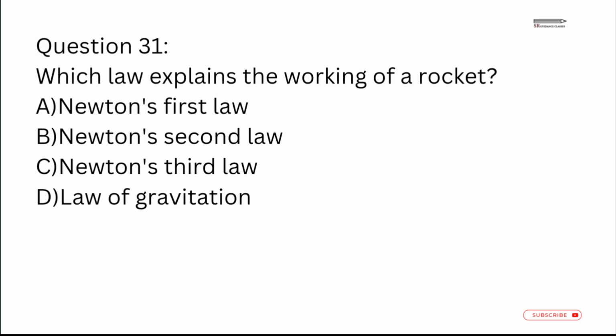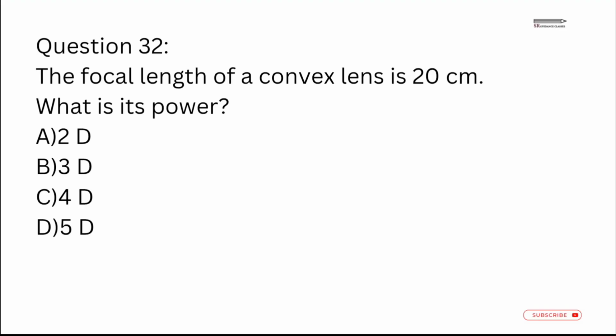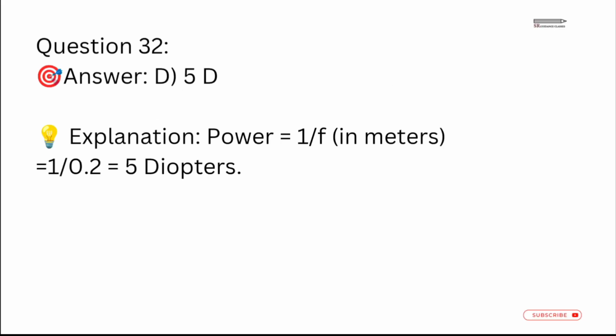Which law explains the working of a rocket? The correct answer is option C, Newton's third law. The focal length of a convex lens is 20 cm. What is its power? The correct answer is option D, 5 diopter.